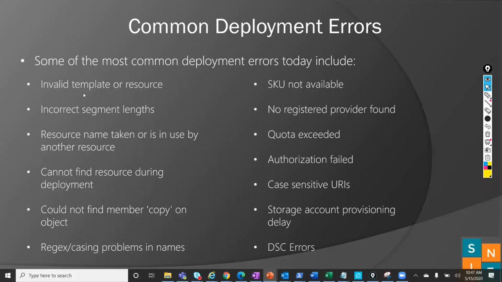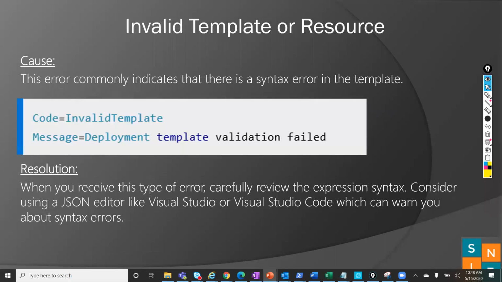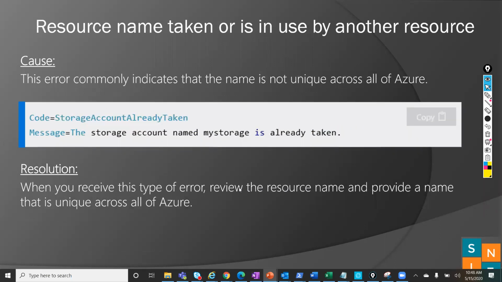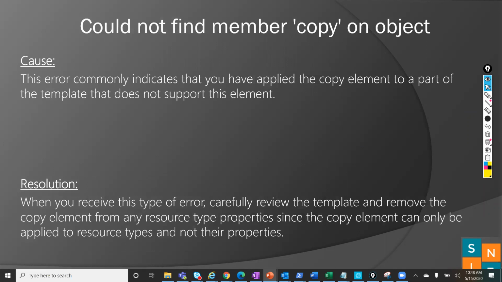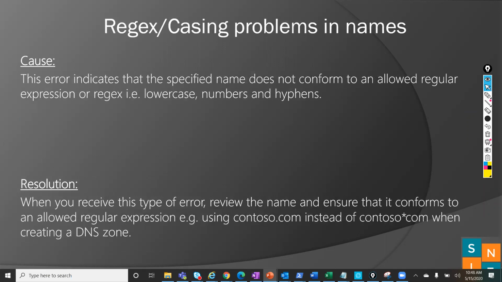Common deployment errors. Some of the most common deployment errors are these. These PPTs will be shared with you. You may be able to understand all these error messages once the complete course is completed. But these are some of the common errors which you can see. Invalid template or resource. This is one of the errors. Resource name taken. That resource name is already taken. This we have seen a lot of times. Cannot find resource during the deployment, so you may not be giving the correct name to that. Could not find member copy on object.